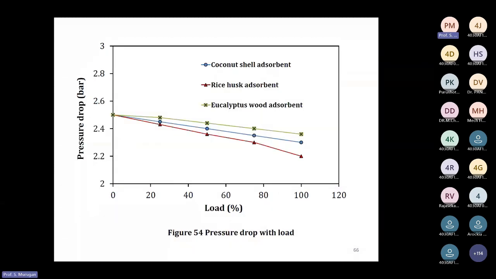Then the pressure drop. As I told, when you pack this activated carbon in an adsorption chamber and connect it to an engine exhaust, obviously when you increase the load and increase the packing of this activated carbon, there will be a pressure drop in the engine exhaust. So as the load is increased, the pressure drop increases. The pressure drops from 2.5 to, let's say, 2.2 or more like that. Here you can see eucalyptus wood activated carbon exhibited high pressure drop, whereas the rice husk showed less pressure drop.